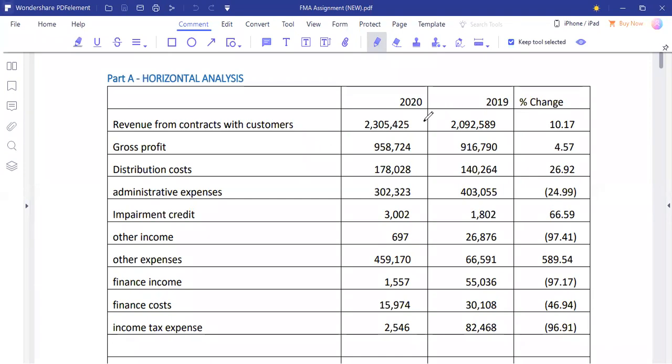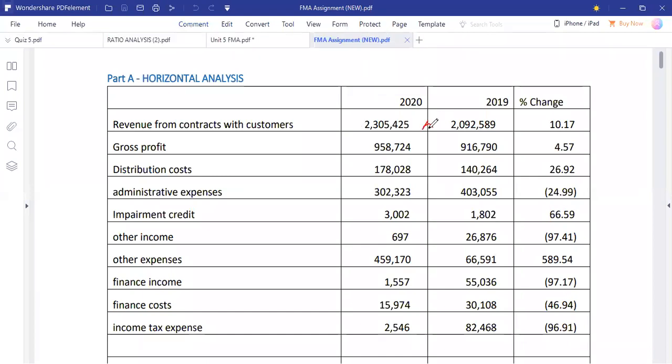We are subtracting 2019 value from 2020 value. Good. Then we divide by 2019. Excellent. We get the change. We subtract this first. If it were possible, I'd have added a column here where you get the difference. Then you divide that by this. That's how we got this figure.